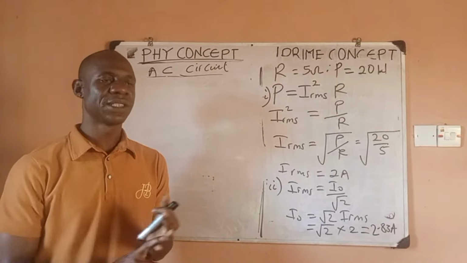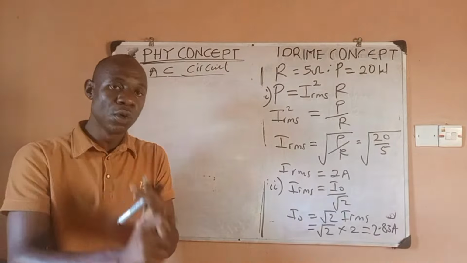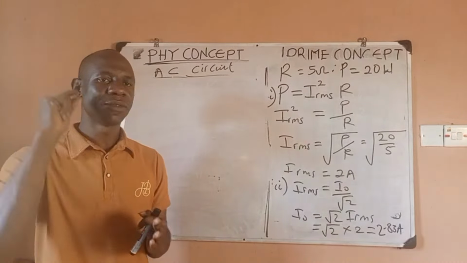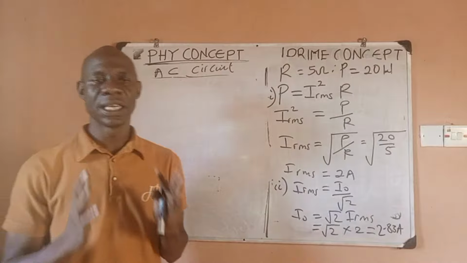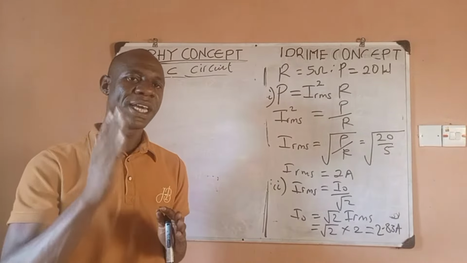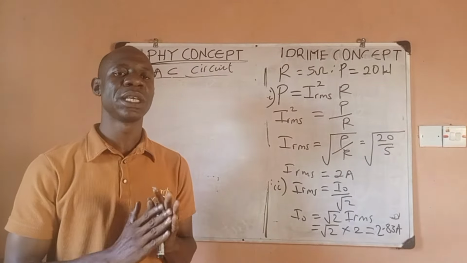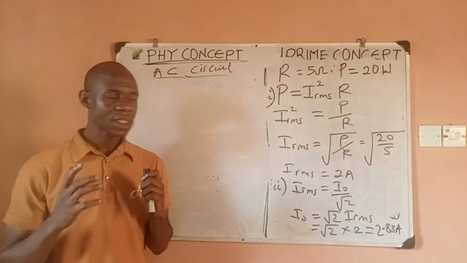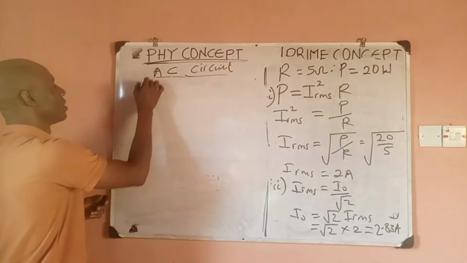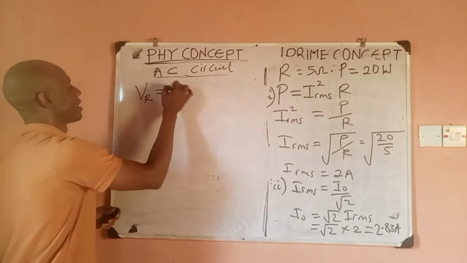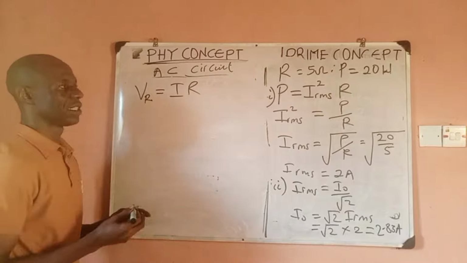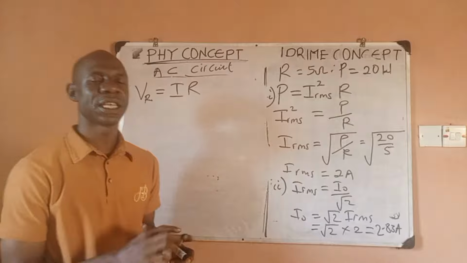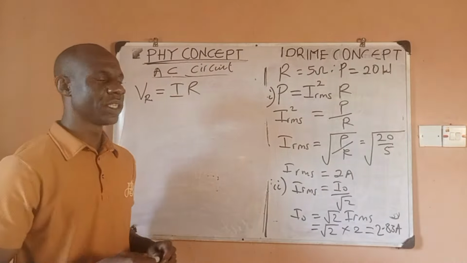Now, for a purely resistive circuit, current and voltage are in phase. Take note of it. Current and voltage are in phase, which simply means that the phase angle between current and voltage is what? 0 degree. So you should know that. For a purely resistive circuit, the voltage across the resistor is I times the resistance. You should know that the phase angle for a purely resistive circuit is 0. Current and voltage are in phase.